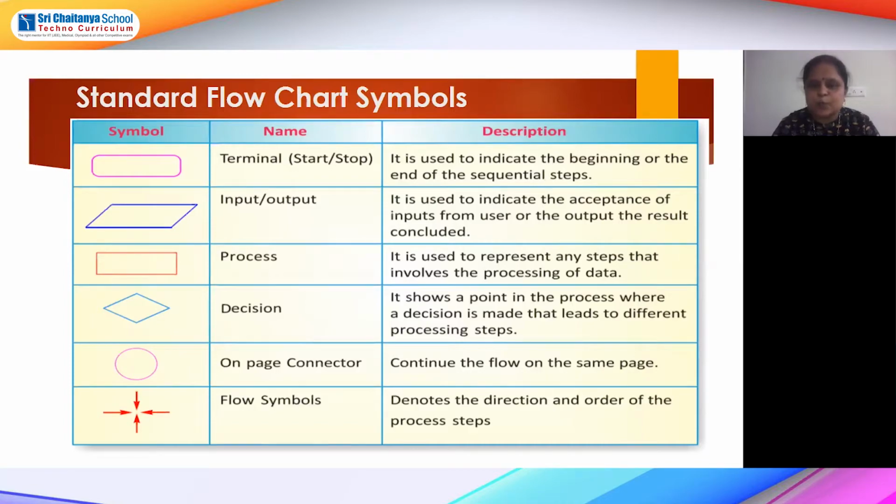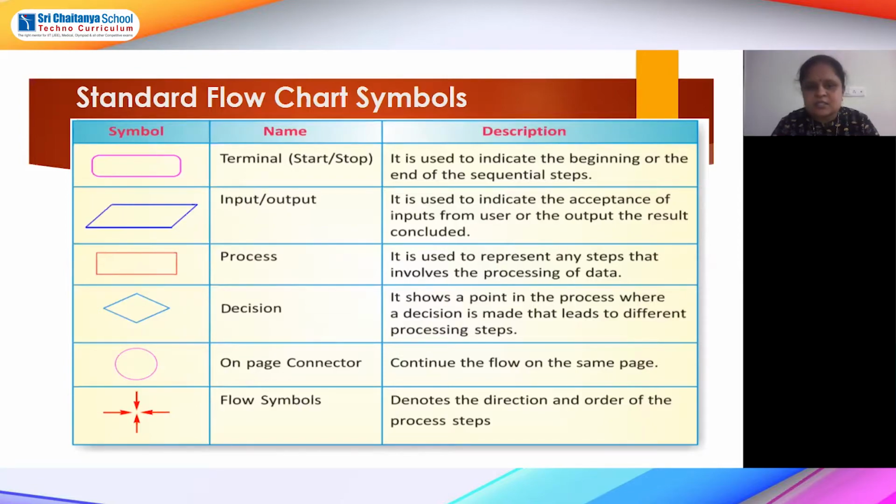Now the third one, process rectangle symbol. This process symbol, as the name itself indicates, is to process or to calculate. Suppose in the algorithm I told you, add two numbers, divide it by 3, like this I gave you an example. So adding two numbers means some process is happening, we are calculating something. So when some process is happening, that process we are going to indicate using this process symbol. The next one is decision.